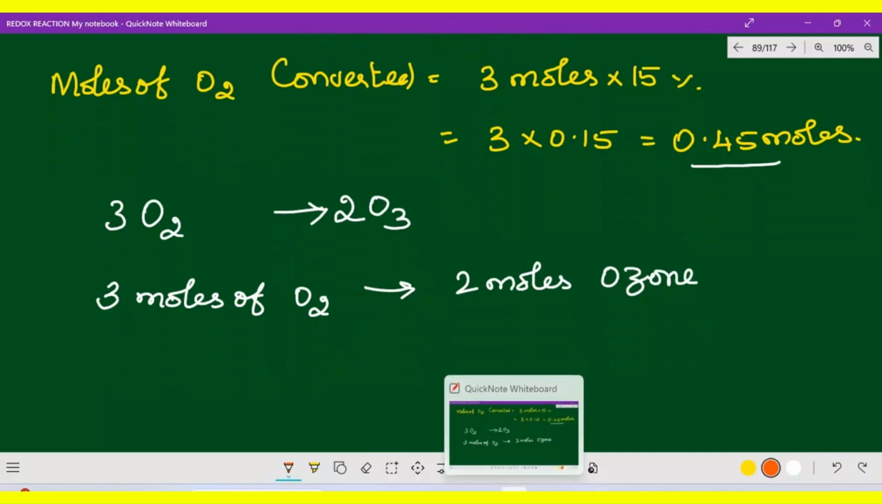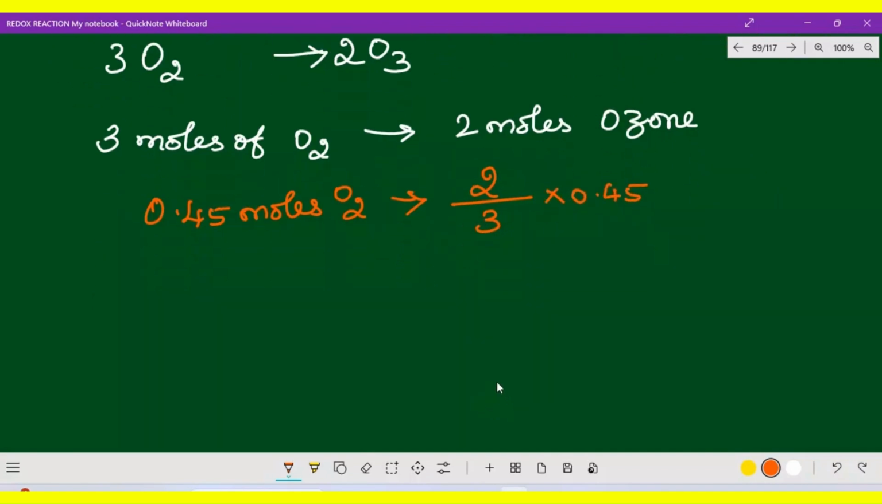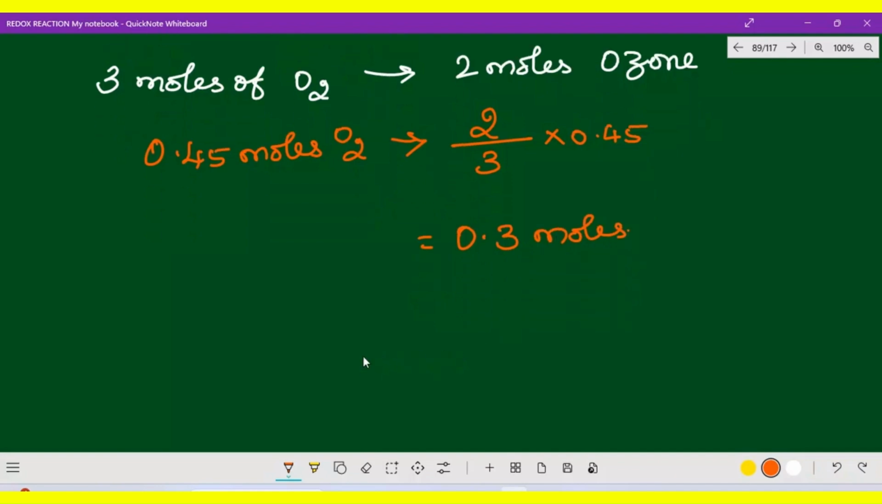Therefore, 0.45 moles of oxygen can give 2 by 3 into 0.45. Got it? Now what is the answer you will be getting? You will be getting around 0.3 moles. Now 0.3 moles, how do we get the mass of ozone?